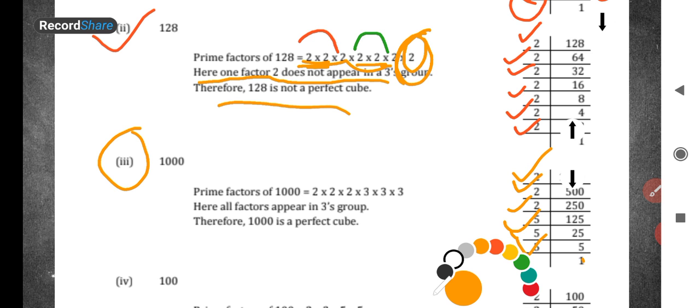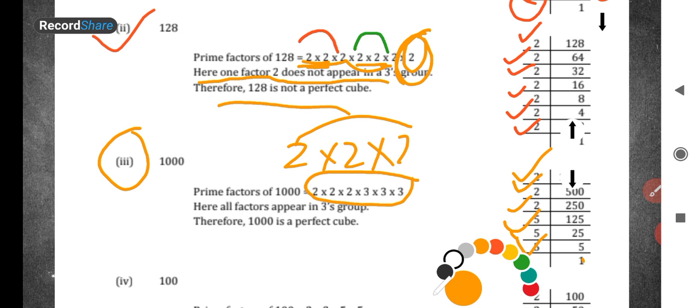So how much we got? Sorry, there is a typing mistake here. So what we got is 2 into 2 into 2. How many 2s we got? Three 2s we got, isn't it? Again we got 5 into 5 into 5. So how many 5s we got? Three 5s. That means we are again getting triplets, isn't it? They are in groups of 3. So here all factors appear in groups of 3. And the factors we got are 2 and 5, isn't it?